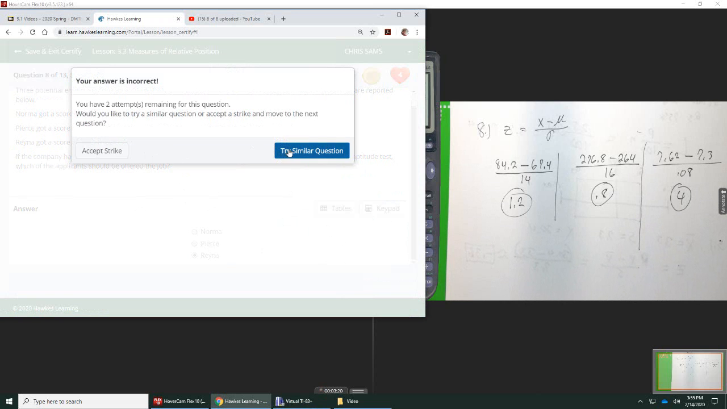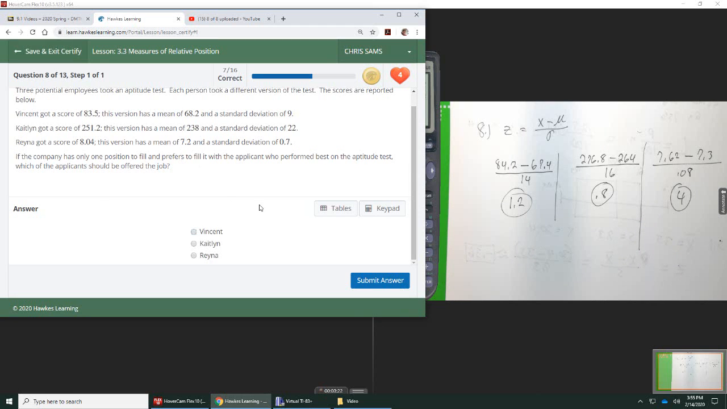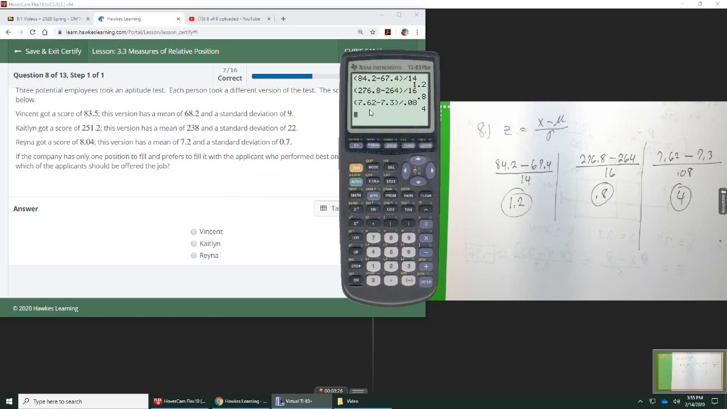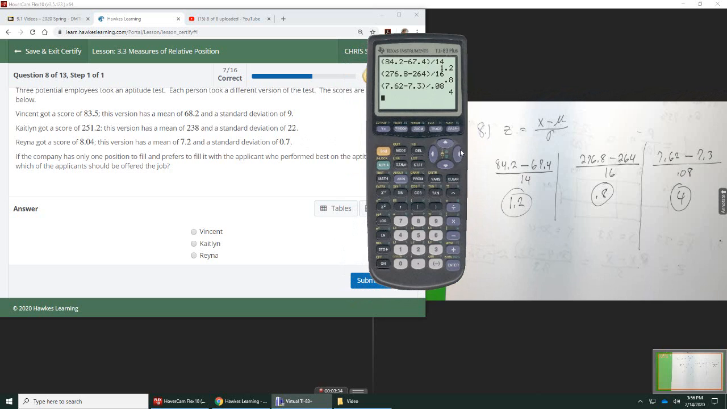Not sure what I messed up. Let me try that calculation again. 7.62. Oh, it's not 0.08, it was 0.8. Okay, so let me do these again. We just got new values. I just typed in the wrong thing. I wrote down the wrong thing. So let's do that again.